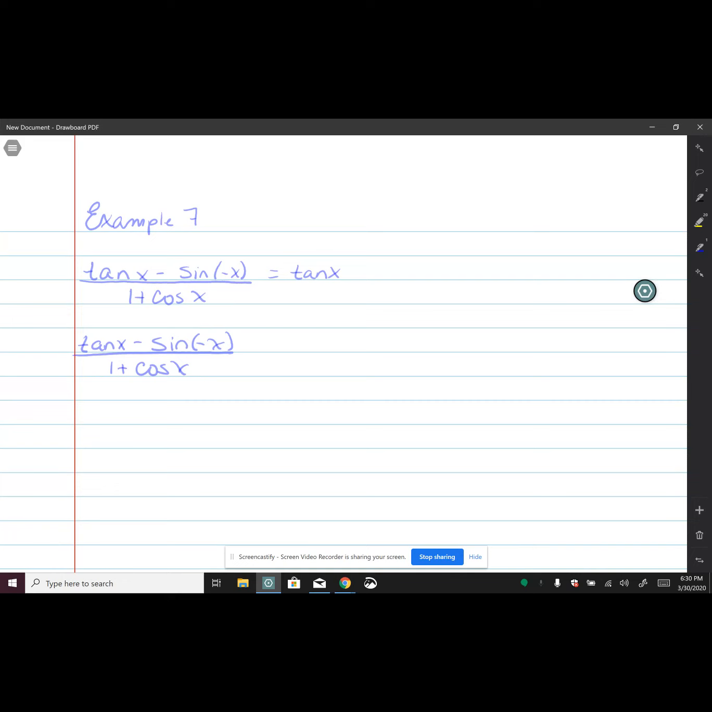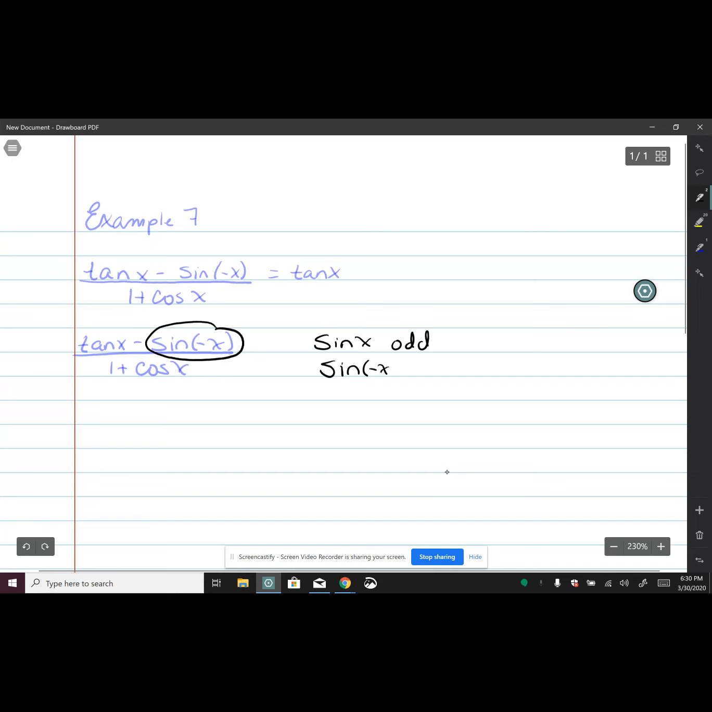So first thing that you need to do is deal with this piece right here. And you need to know that sine of x is an odd function. So that means if I have sine of negative x, that's the same thing as negative sine x. So what I'm really looking at is tan of x plus sine x all over 1 plus cosine of x. All right, well, now what should I do? Well, if I go ahead and multiply top and bottom by the conjugate, it's just going to make it even uglier. It's not going to do much for us.